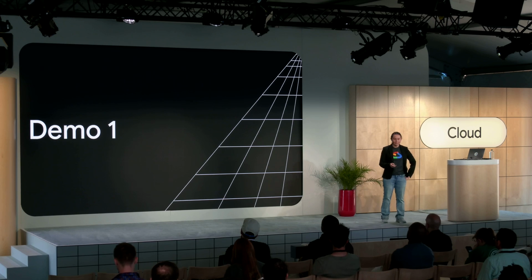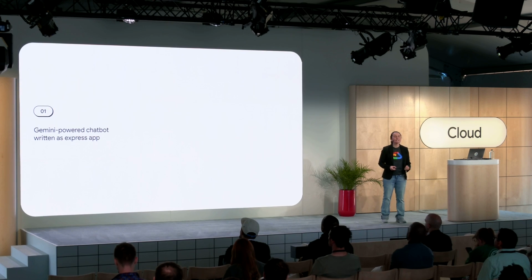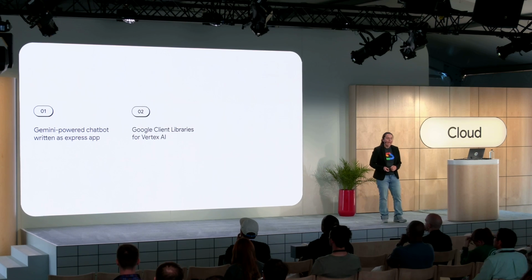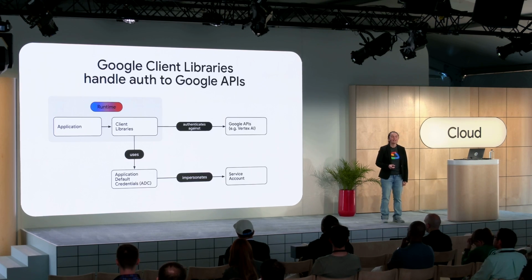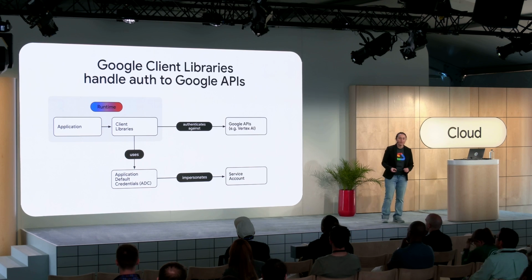Okay. So for demo 1, in this first demo, you'll see how you can deploy a Gemini-powered chat app to Cloud Run. And you'll see how you can use Google Client libraries to handle authentication to the Google APIs for you. Let's go over how that works.